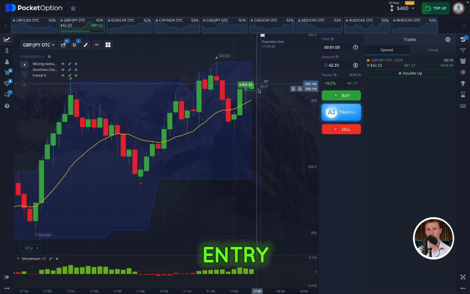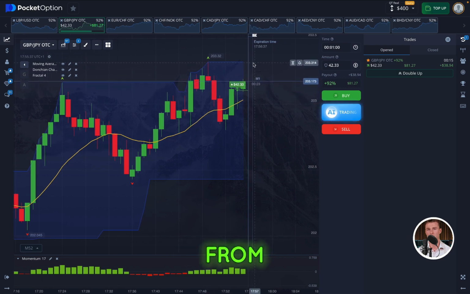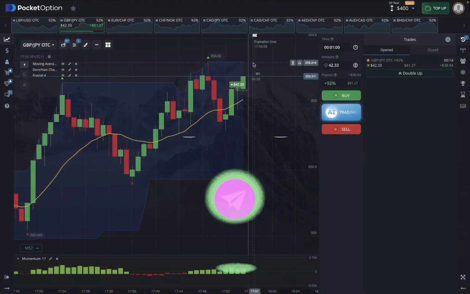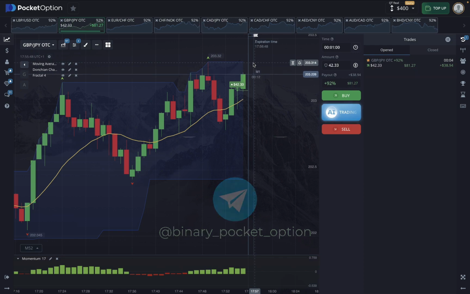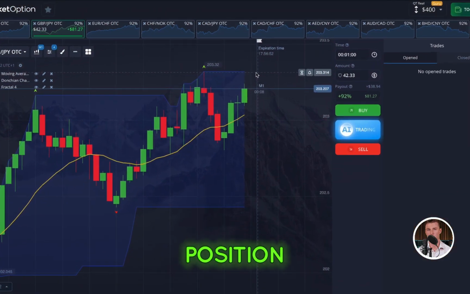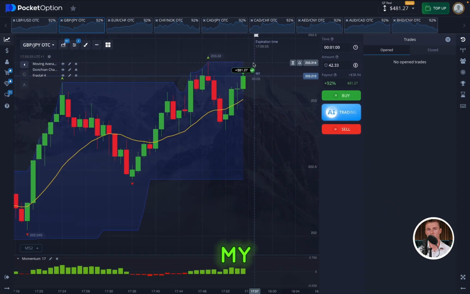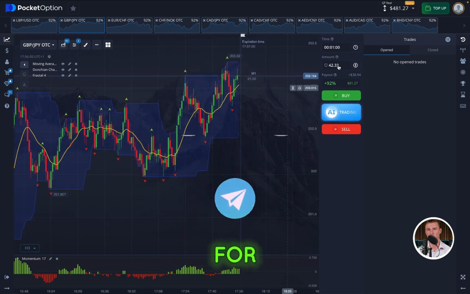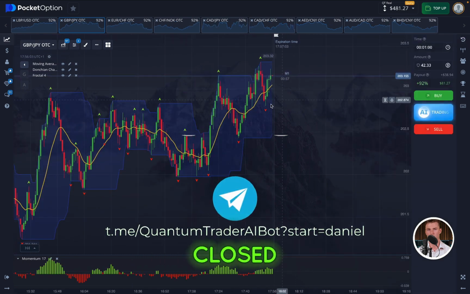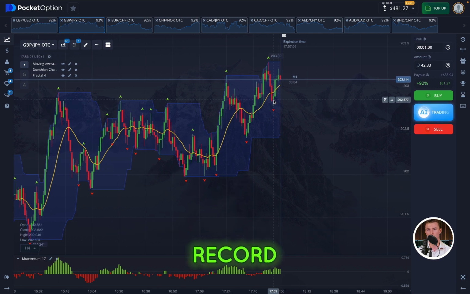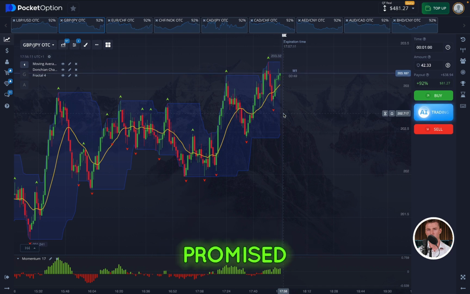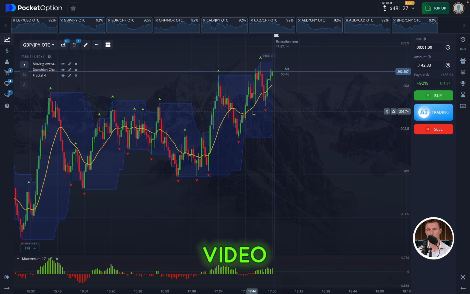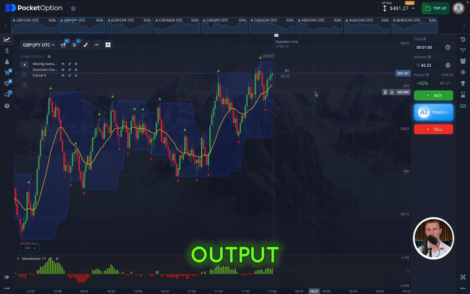In general, our entry point is logically no different from the previous one. And as you can see, even this position is closing very confidently, in my opinion, in a plus. Good trading for today. I would even say excellent trading for today. All transactions are closed in a plus, and it turned out to record a good profit and make acceleration as promised at the very beginning of the video. That's it. Let's move on to the output tab.